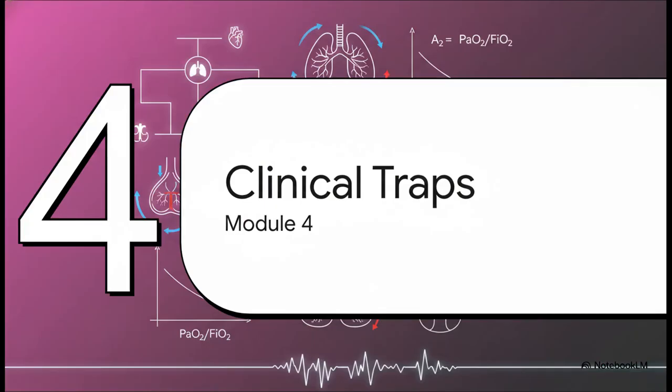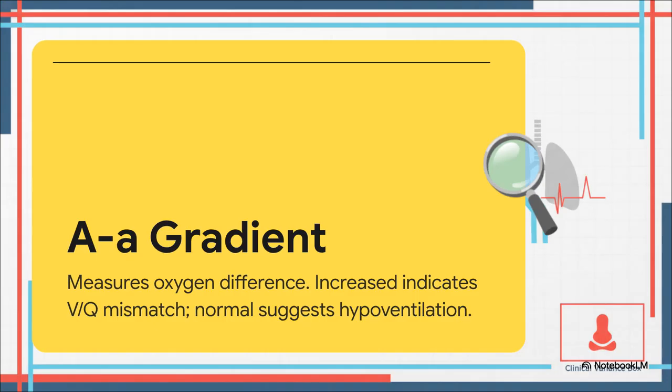Finally, Module 4, Clinical Traps. Let's utilize the AA gradient for clinical reconciliation of hypoxemia. Think of the alveolar arterial gradient like a giant barrier. If your hypoxemic patient has a normal gradient, oxygen is actually crossing the barrier just fine, but not enough is getting down to the alveoli in the first place, so you execute a hypoventilation protocol. But if the gradient is elevated, oxygen is seriously struggling to cross that barrier. You're dealing with a VQ mismatch right there, like a pulmonary embolism.